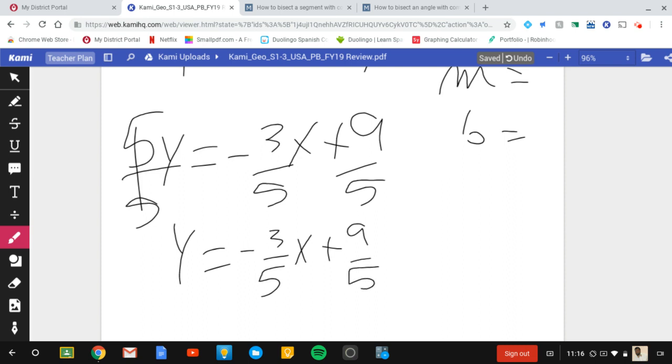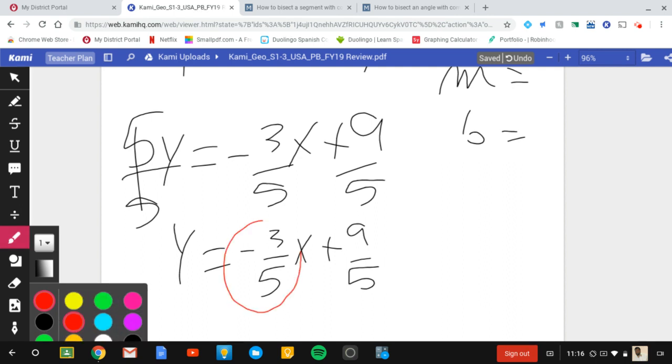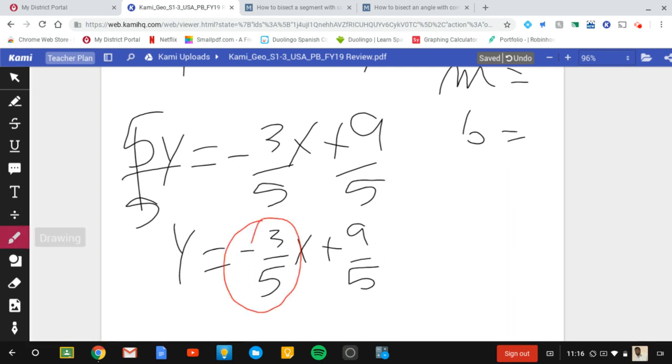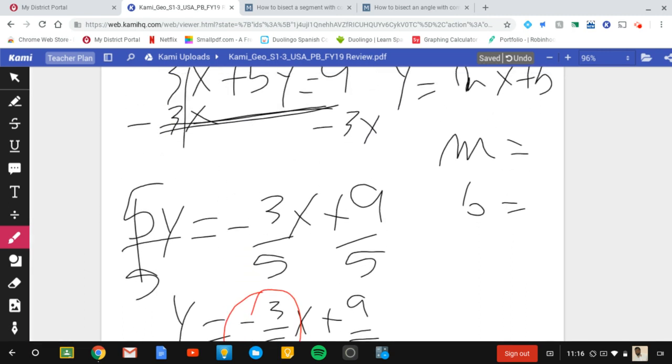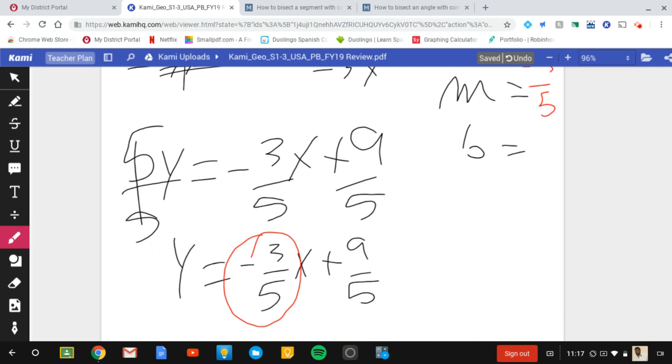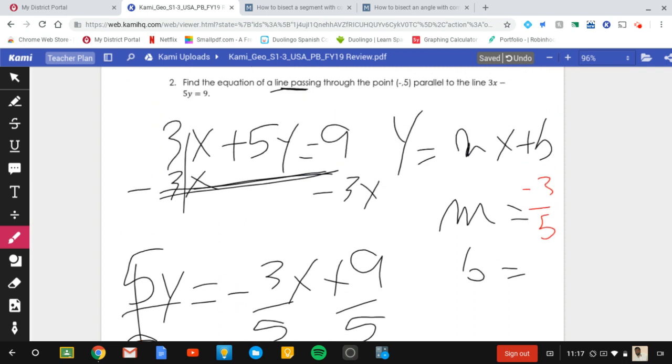Now, important, what is the slope of this line? The slope of this line is the number in front of the x. Okay, so the slope of this line is negative 3 over 5. What is the slope of the line that I need? Well, the slope of the line that I need is going to be negative 3 over 5 as well. It's exactly the same. Now, if the lines were perpendicular, I would have to do the negative reciprocal here.